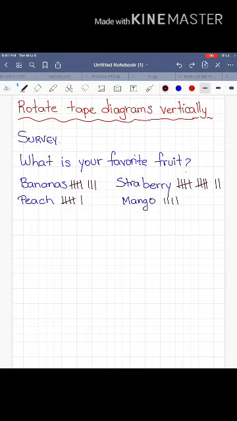Okay, so let's say that we already have the numbers back. We already have the answers back, and the first thing we're going to do is a tape diagram. And you might ask, what is a tape diagram? Basically, we're going to organize this. The first thing we're going to do is write the four options that we have. We have bananas, strawberries, peach, and the next one is mango.